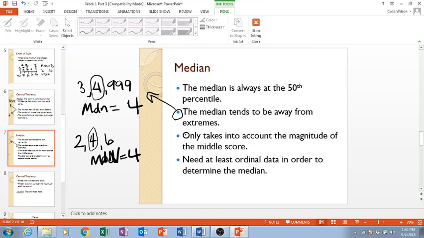Okay, so it only takes into account the magnitude of the middle score. It really doesn't care what's going on either side of it. And we need at least ordinal data in order to determine the median.